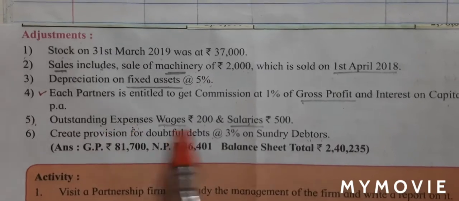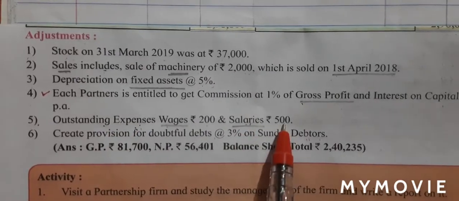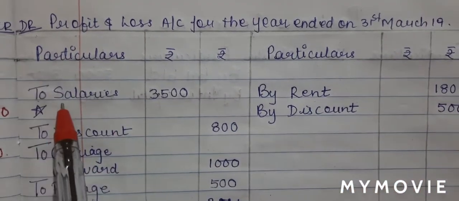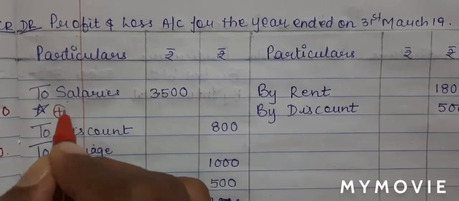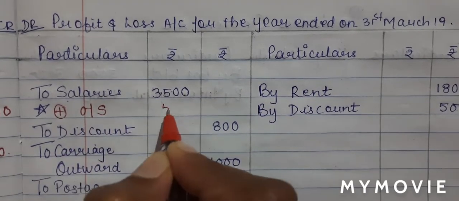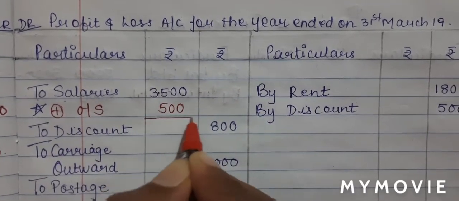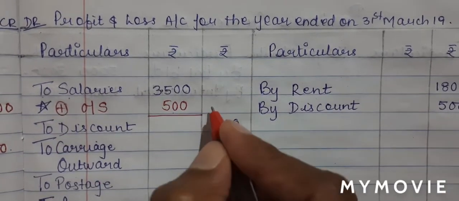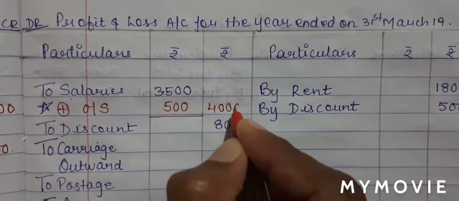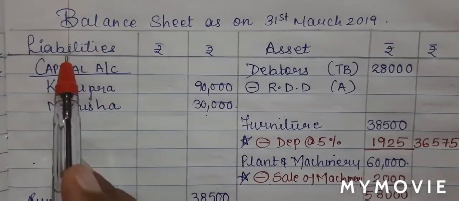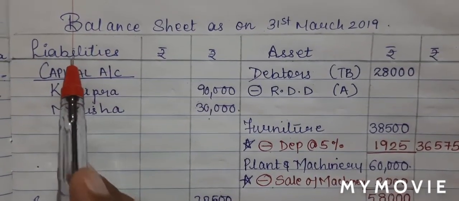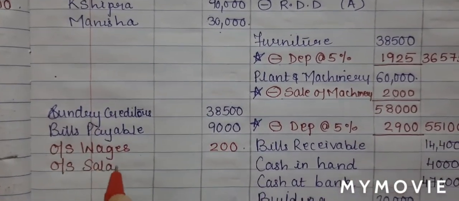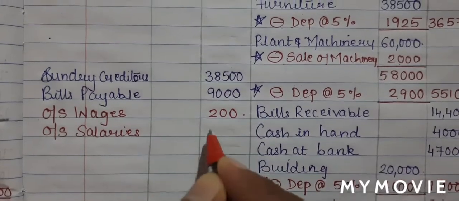Next is outstanding expense salaries rupees 500. So my first effect will be profit and loss account debit side. I have salaries, add outstanding 500 rupees. I can now do my calculation. 3,500 plus 500 will give me 4,000. This is my first effect. My second effect will be on the liability side. I will write outstanding salaries 500.